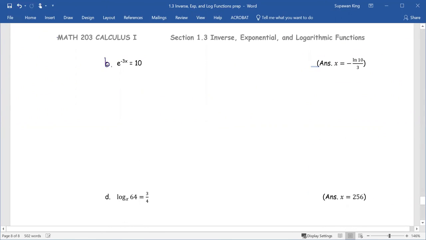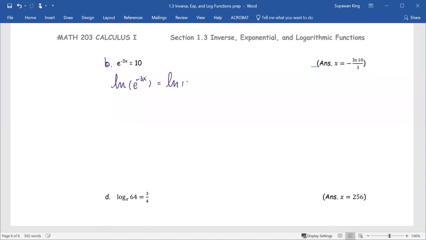Next example: e to the power negative 3x equals 10. We are using the natural log, so apply the natural log to both sides of the equation. The left-hand side returns negative 3x. So negative 3x equals natural log 10. x equals negative natural log 10 divided by 3.